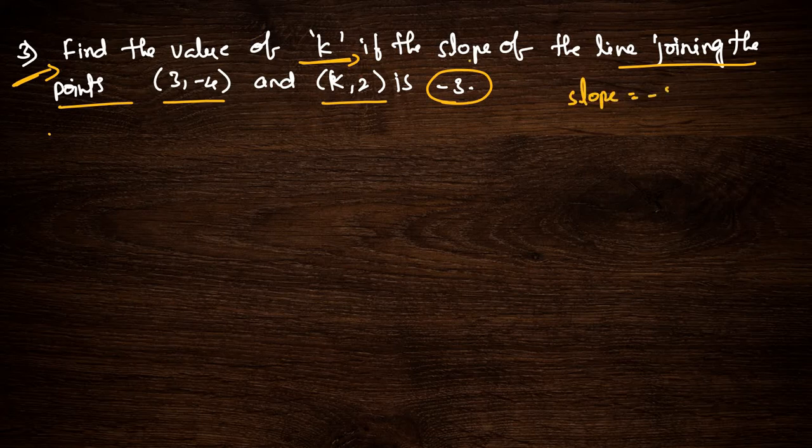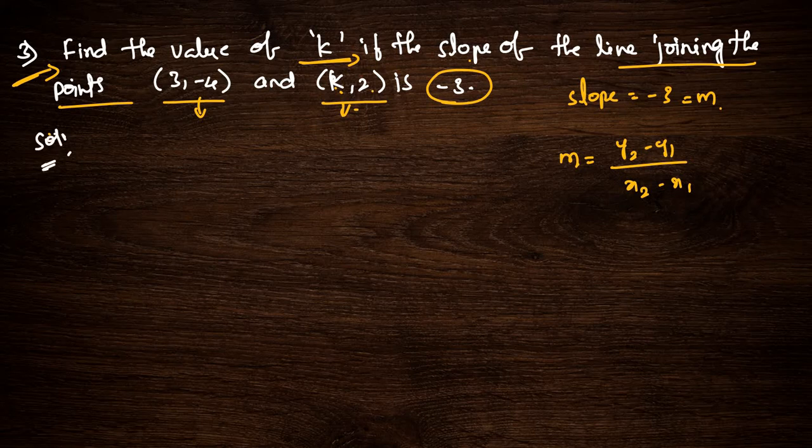So what is the slope formula? Already we know m is equal to y2 minus y1 divided by x2 minus x1. So here m is already given, that is minus 3. The given points are this one and the second one, k comma 2, so we have to find the k value. Now let us do the solution.